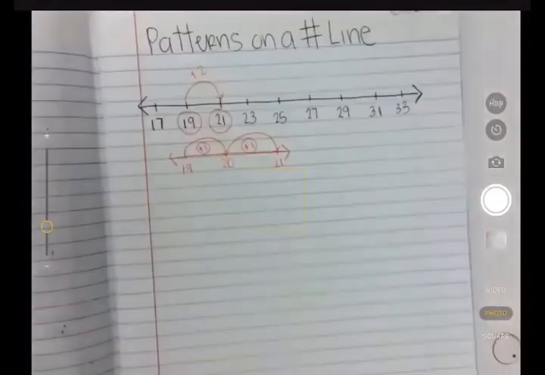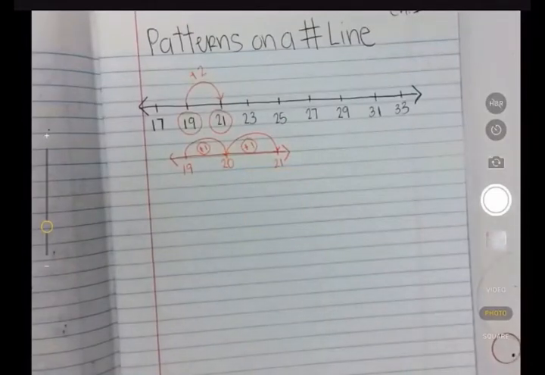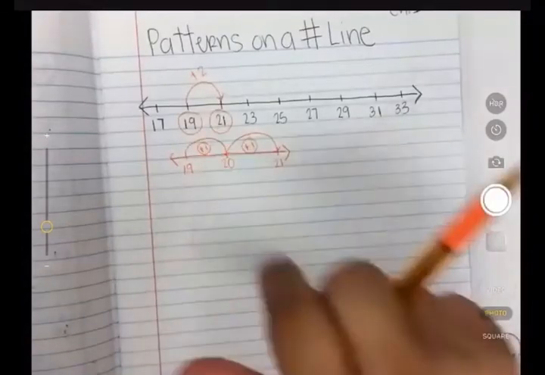So what do we think our pattern for this number line is? My computer's going slow, so I can't see you guys' faces. So what do we think the pattern of this number line is? Giovanni. 1s. I don't think it's ones, because it took us 2 hops to get from 19 to 21.